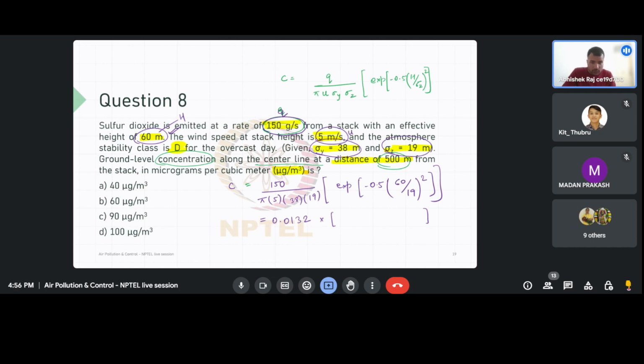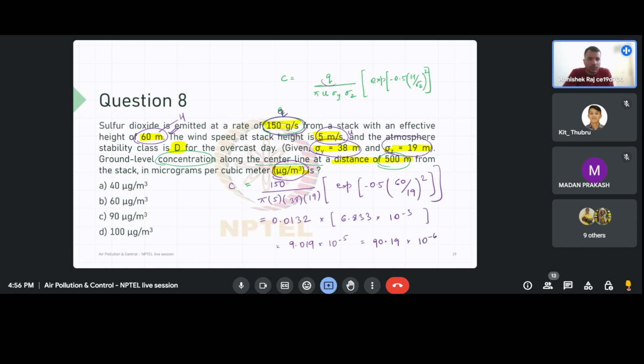Yeah, just a second. So the inside thing is coming as 6.833 maybe into 10 to the power minus 3. This whole exponential thing after calculating will come out as 9.019 into 10 to the power minus 5. So since we need this in micrograms per meter cube, let's do one thing. Let's make this as 90.19 into 10 to the power minus 6.